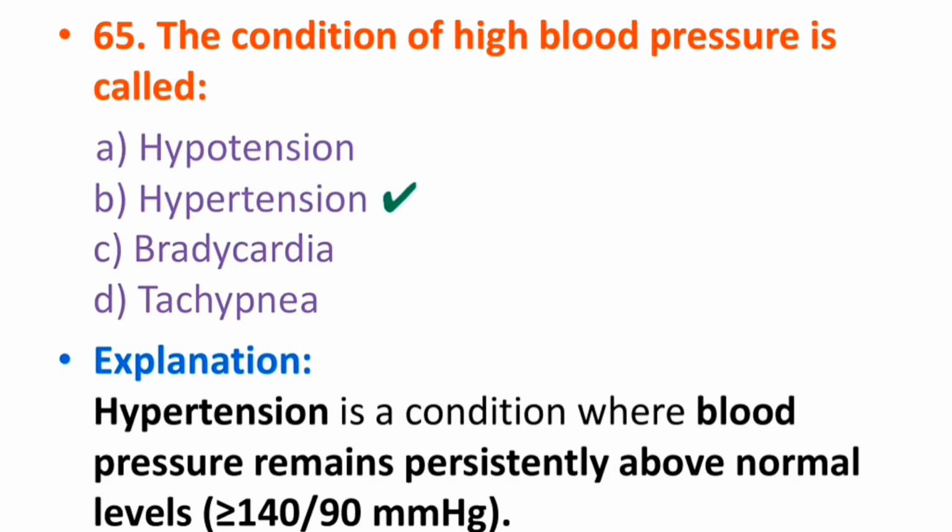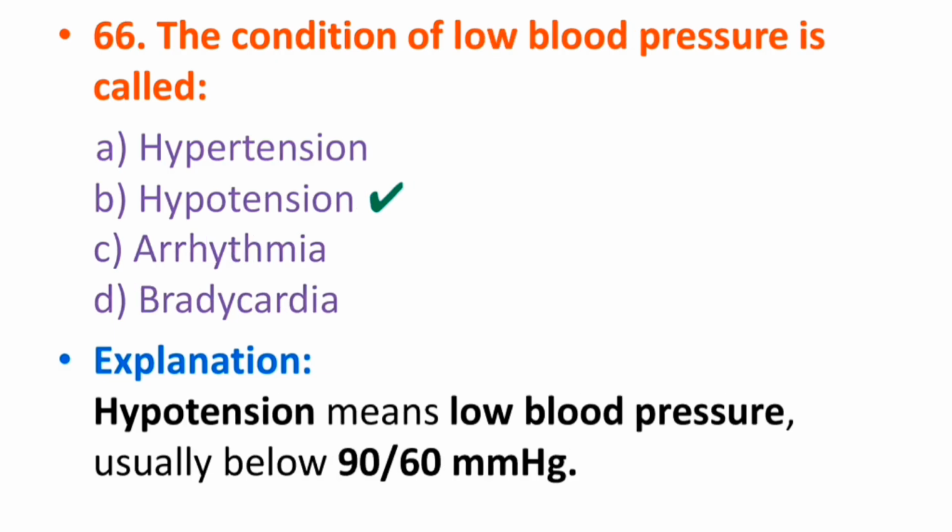The condition of high blood pressure is called option A, hypotension, option B, hypertension, option C, bradycardia, option D, tachypnea. The correct answer is option B, hypertension. Hypertension is a condition where blood pressure remains persistently above normal levels, that is 140 by 90 mm of Hg.